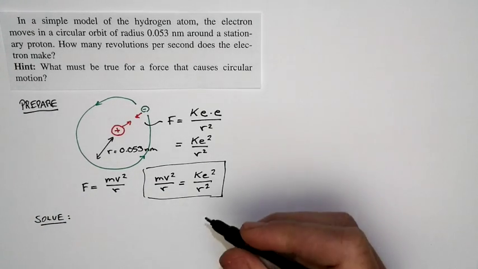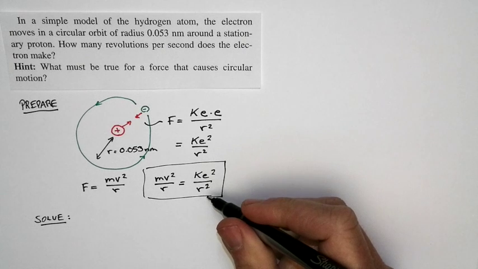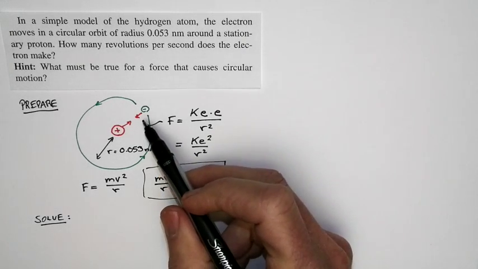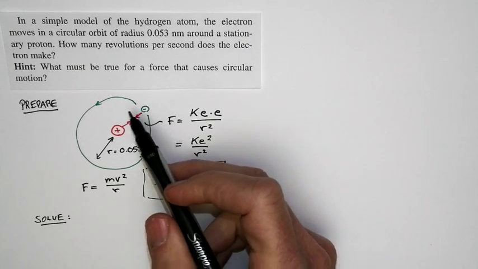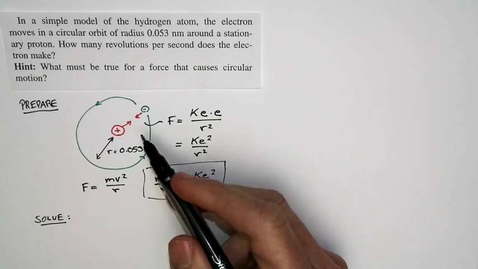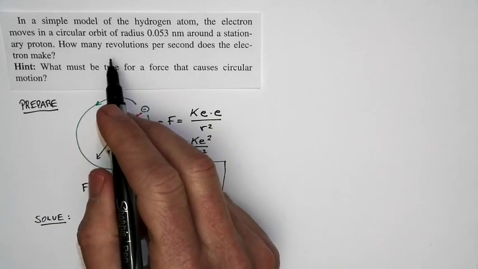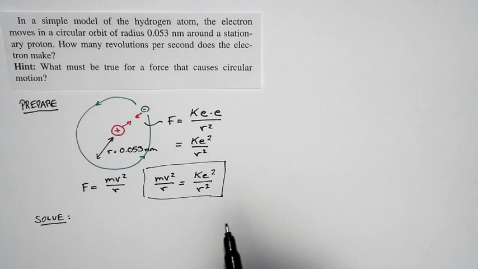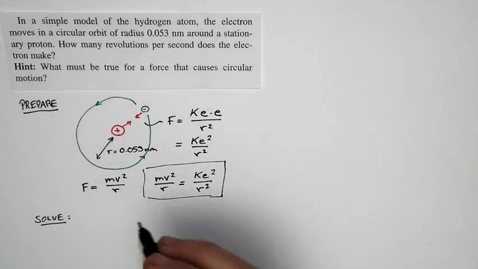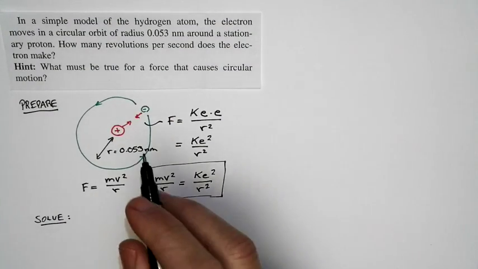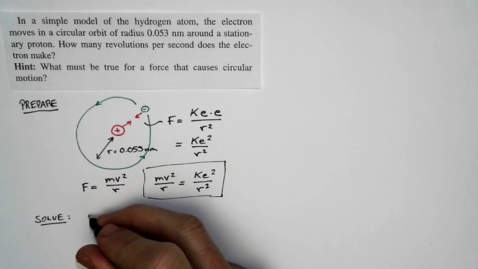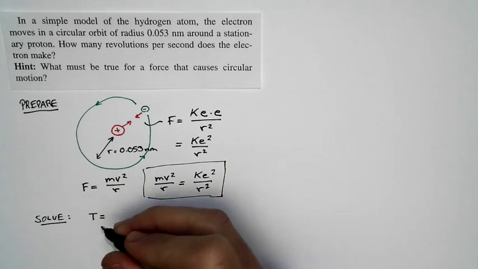But before we do that, I want to think about what our answers might look like. We expect the speed to be very, very high, and the particle is going in a very, very small circle. So I expect the frequency, i.e. the revolutions per second, to be quite high indeed. Now, when we're solving for this, I'm going to start by trying to solve for the period of the motion.